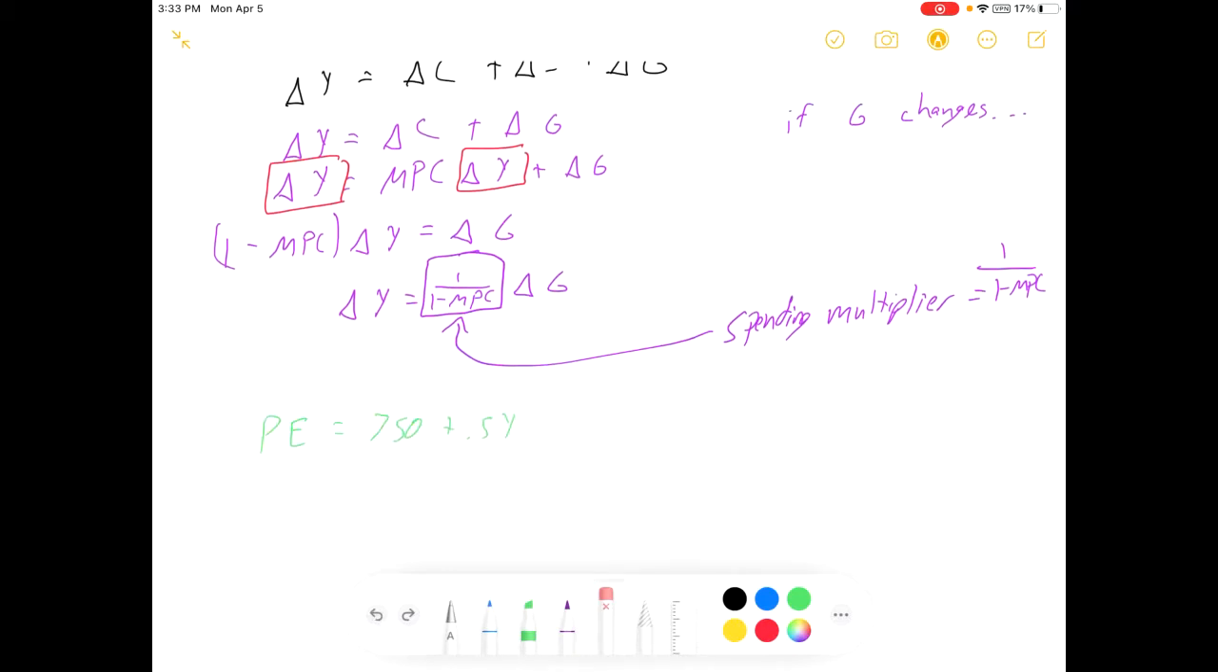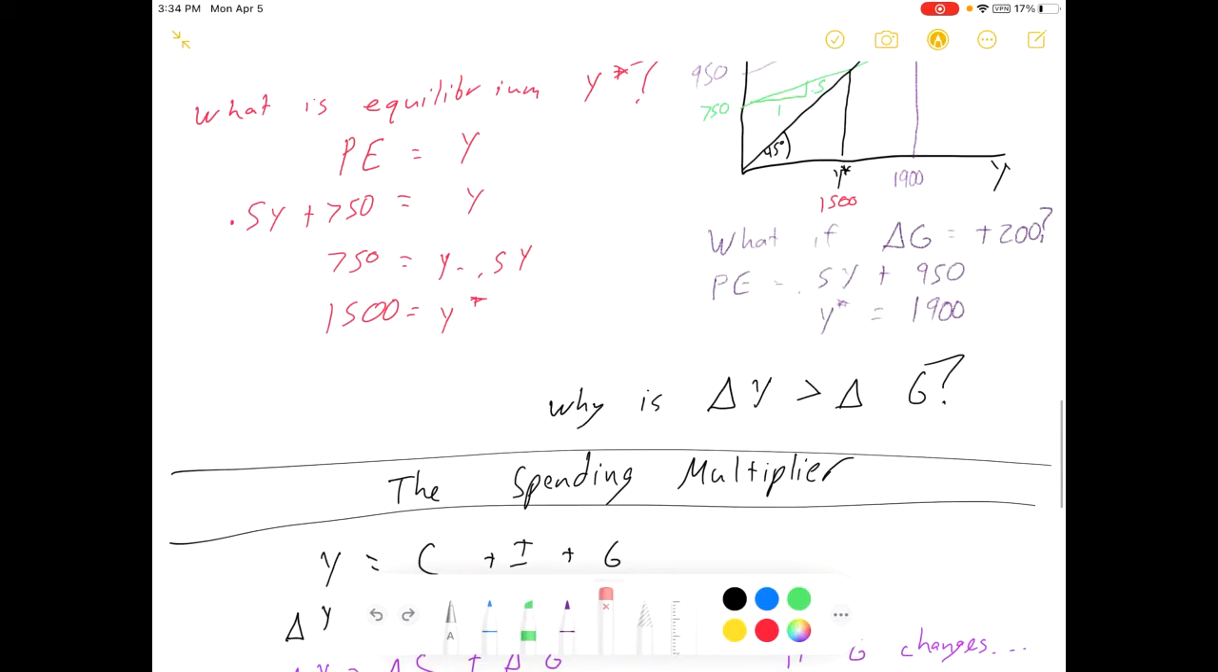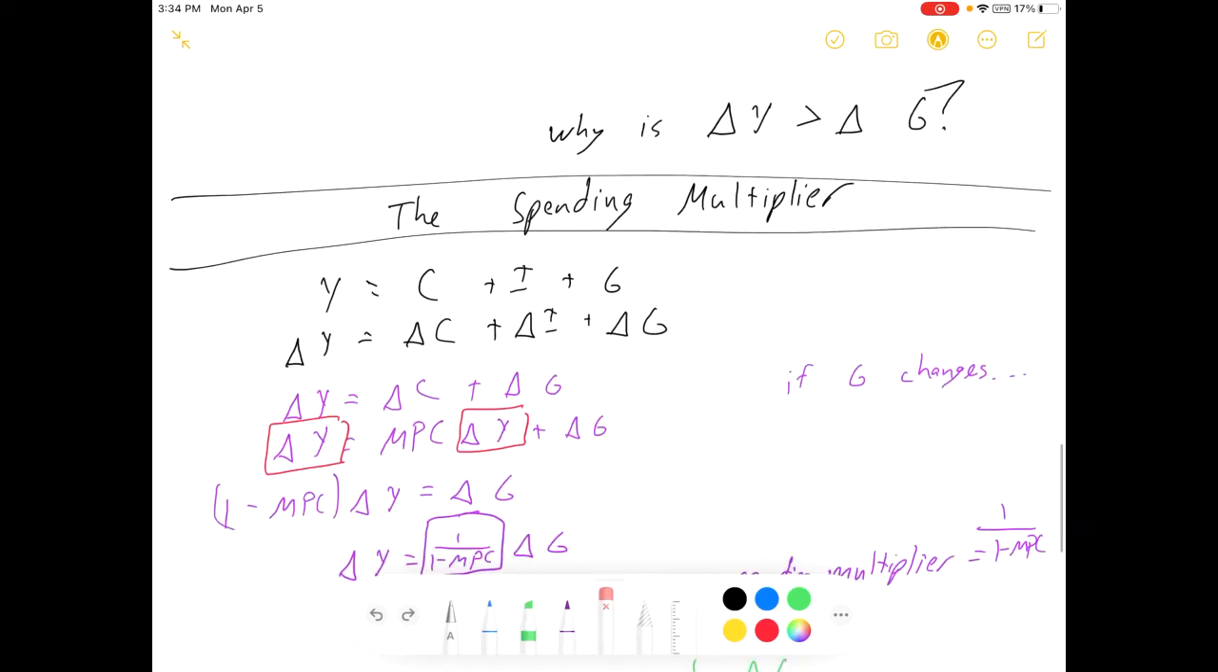Back to our example, if this is our planned expenditure line, and we knew that Y1 was 1500, we could change government spending by 200, same MPC. Let's see if it gets us up to 1900. Let's see if our change in Y is 400. Change in Y is 1 over 1 minus MPC times change in G. So change in Y is equal to 1 over 1 minus 0.5 times 200, which is 1 over 0.5 times 200, which is 400. Boom, it worked, because that is the same as this increase from 1500 to 1900.